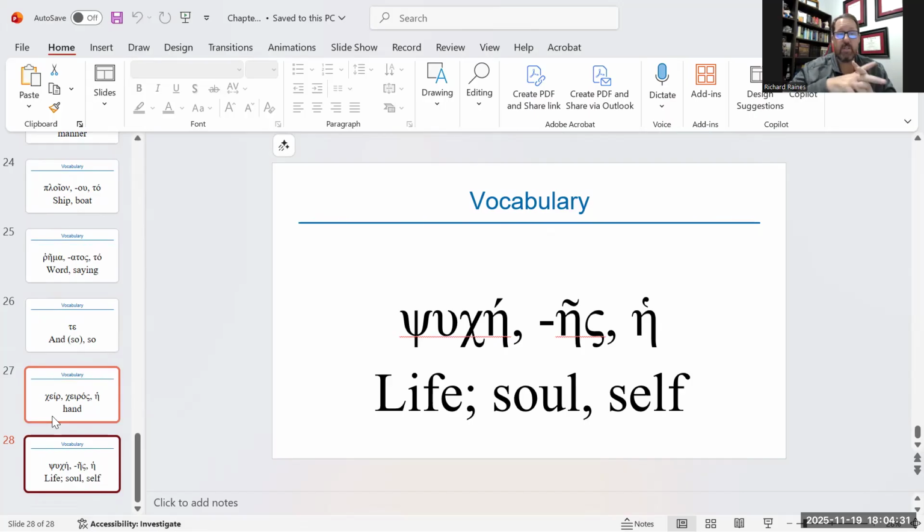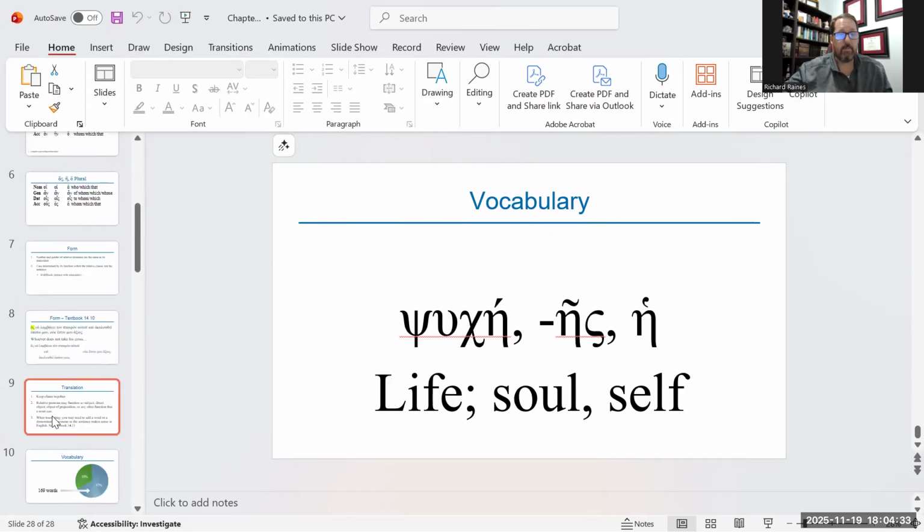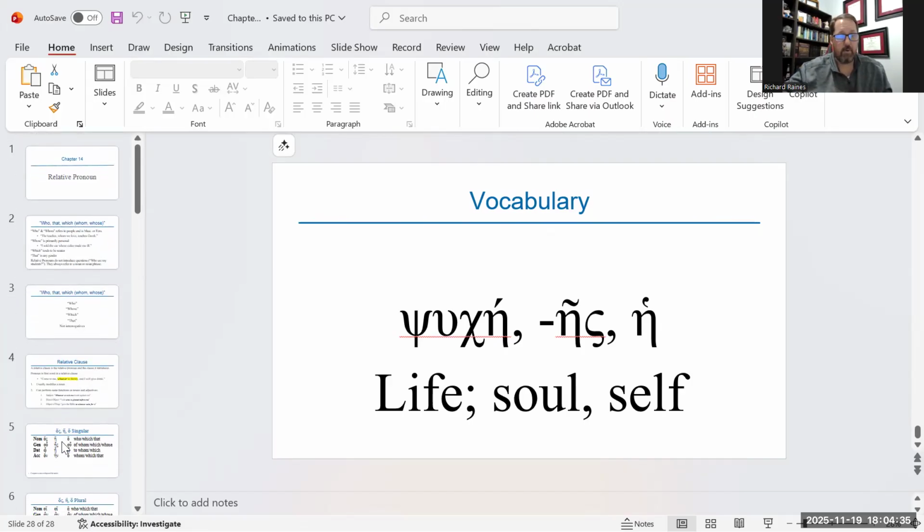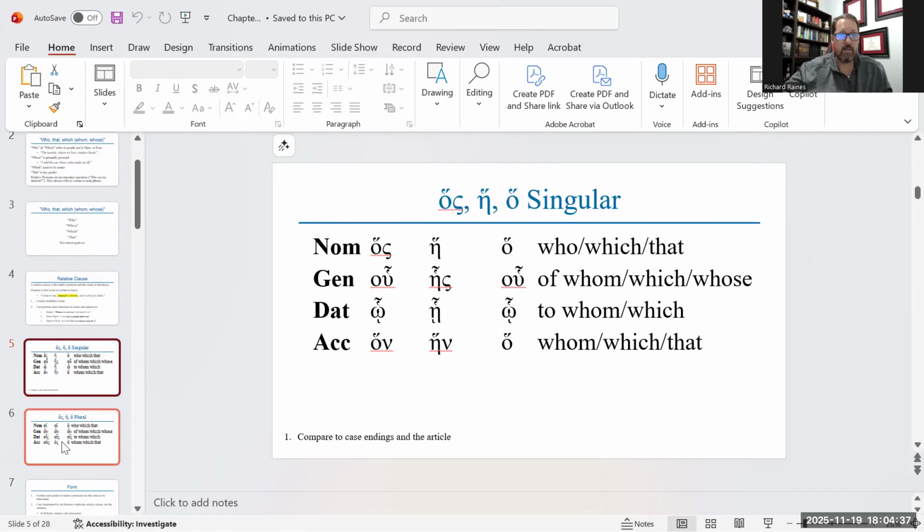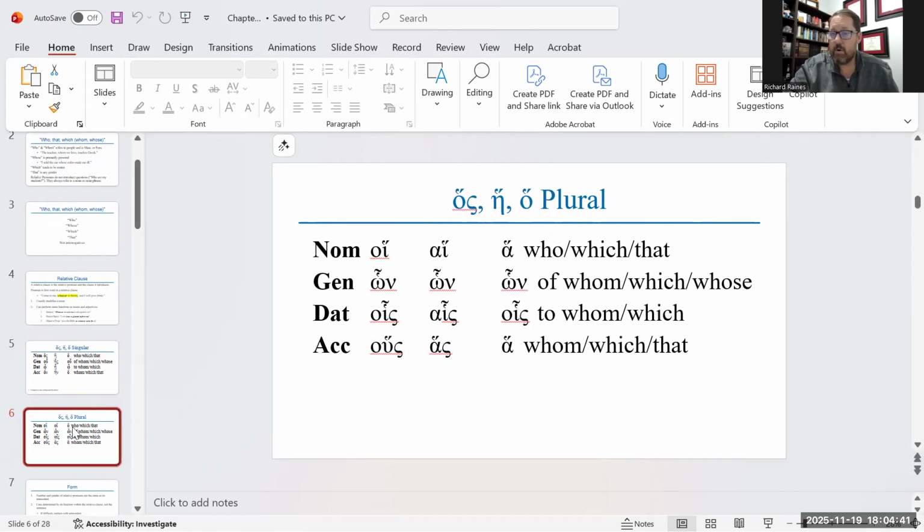We've been through 14 chapters. Relative pronouns, there's your vocabulary words. You need to memorize these paradigms, do your workbook sentences, and then we will move on to the next thing.